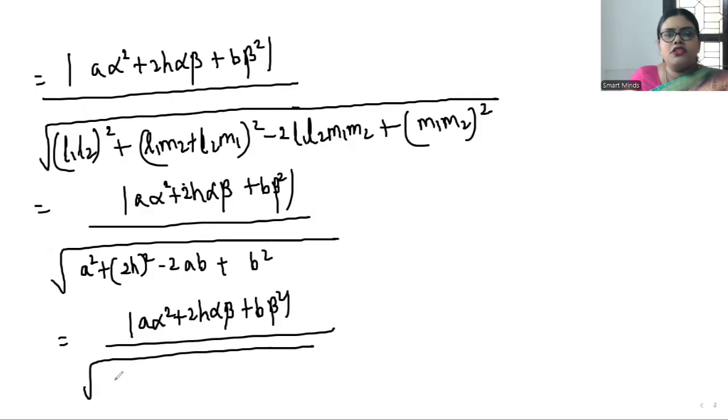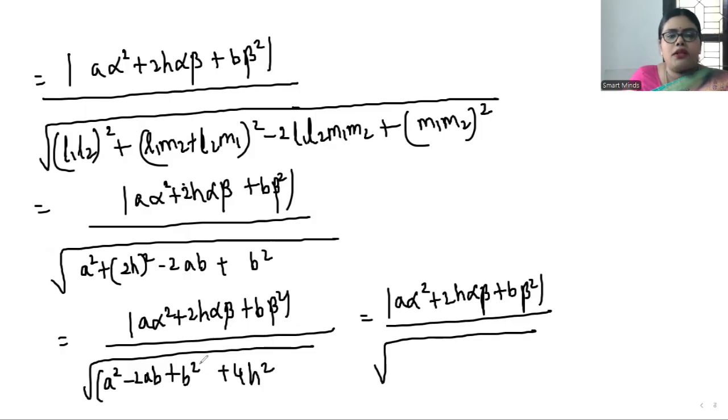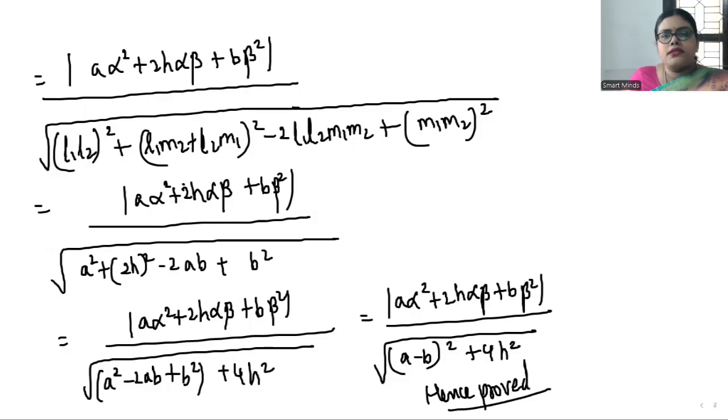How can I rearrange the terms? A square minus 2AB plus B square plus 4H square. So that is mod A alpha square plus 2H alpha beta plus B beta square by root over. Now what is this part? A square minus 2AB plus B square is A minus B whole square, plus 4H square. Hence proved. Okay, this is almost similar to the last one.